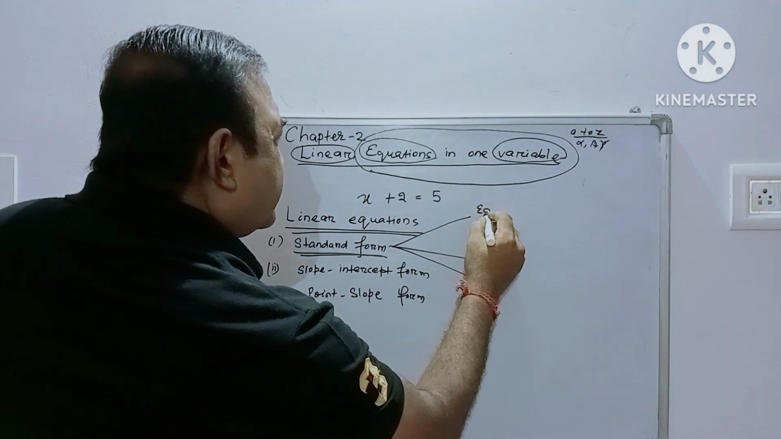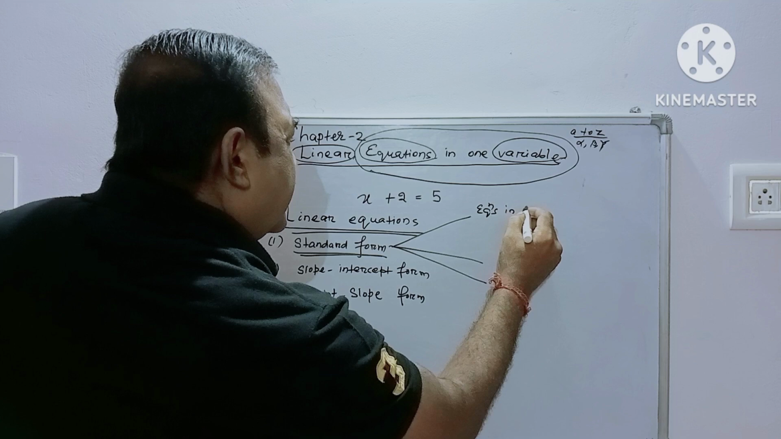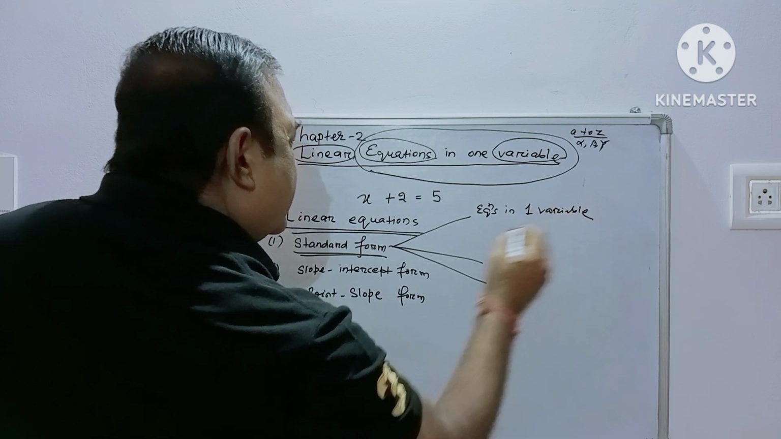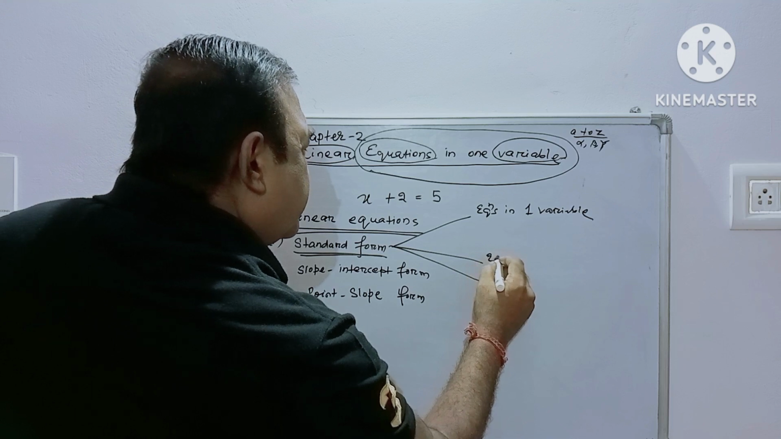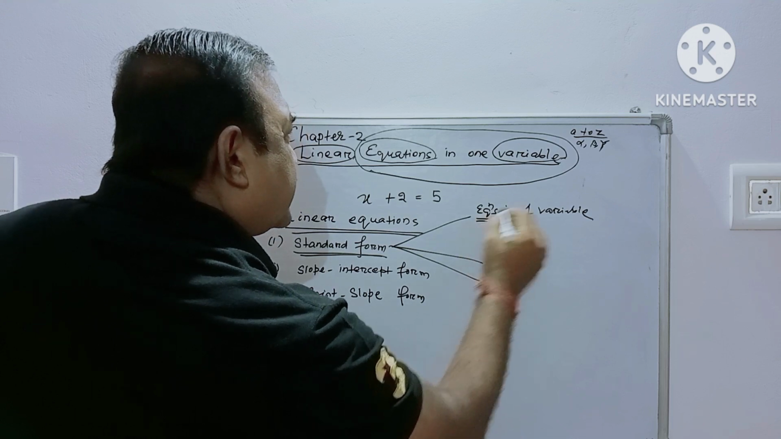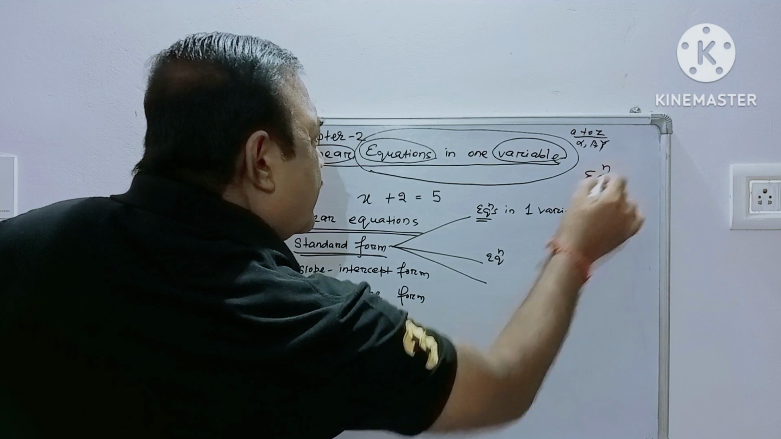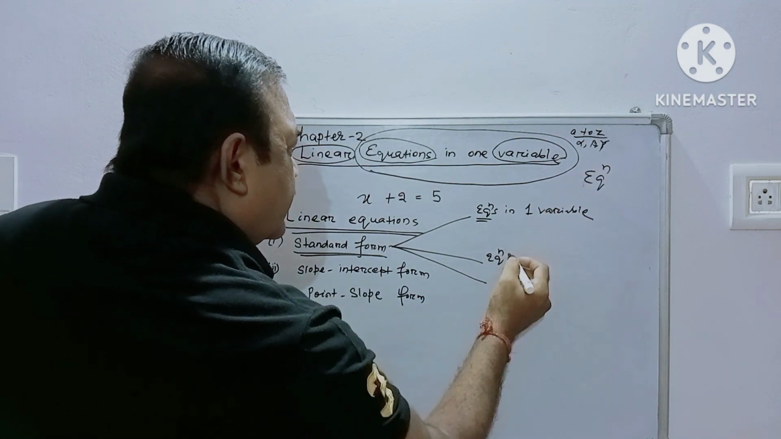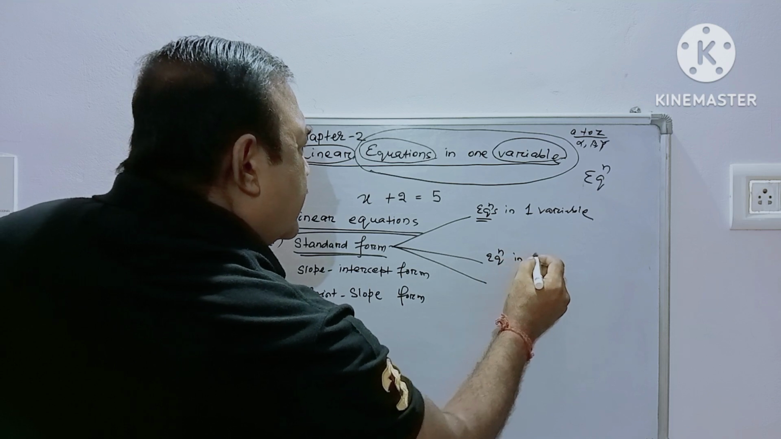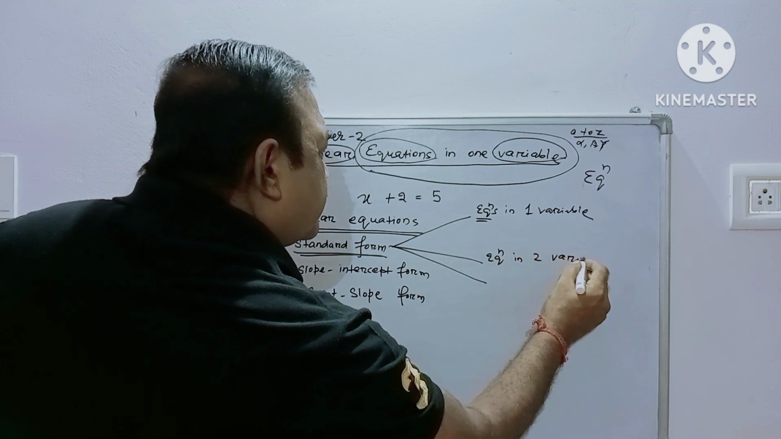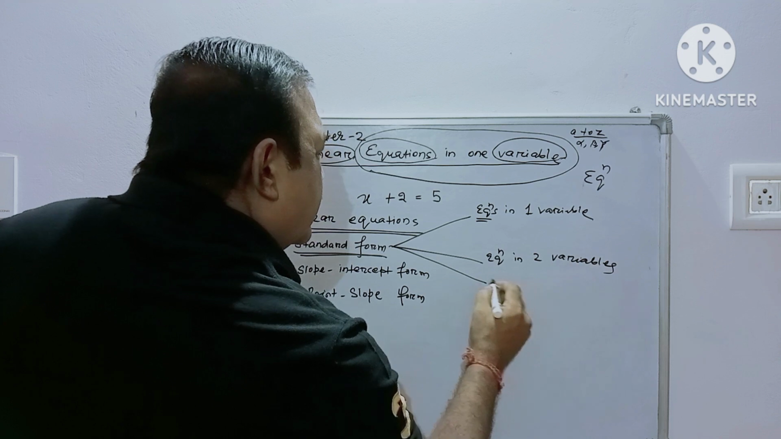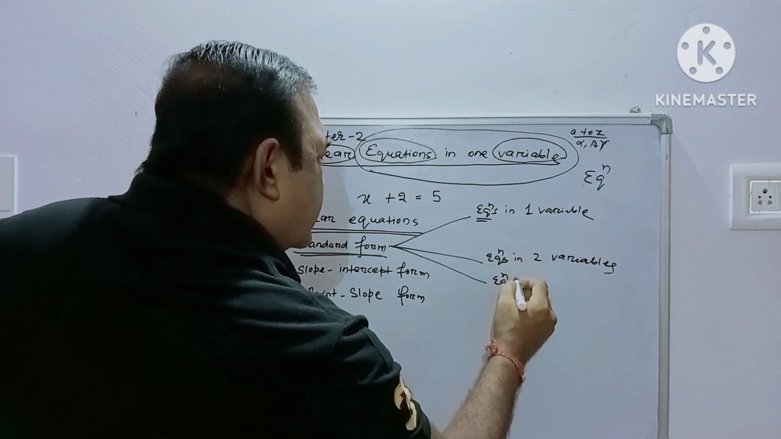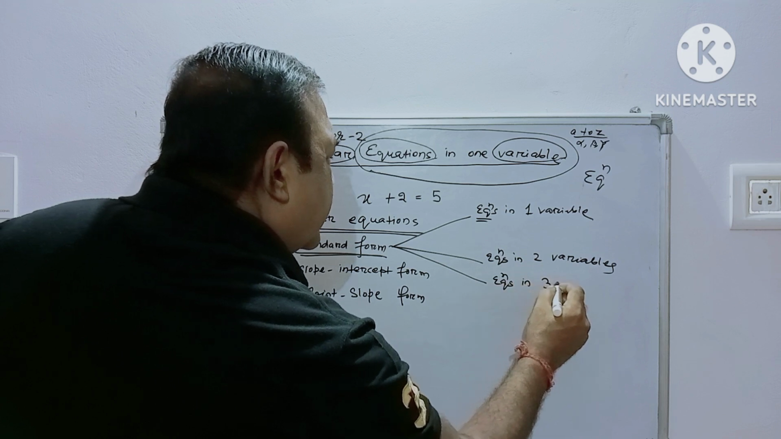But out of the standard form, equations in one variable, equations in, this is the short form of equation, E, Q, and you write it here. Equation in, you superscript here, equation in two variables, equations in three variables.